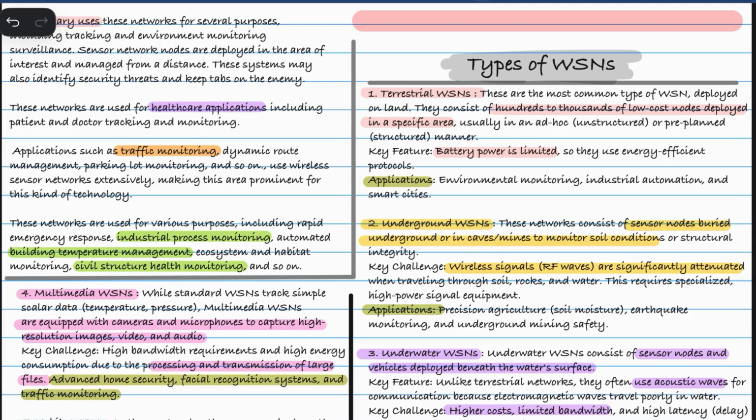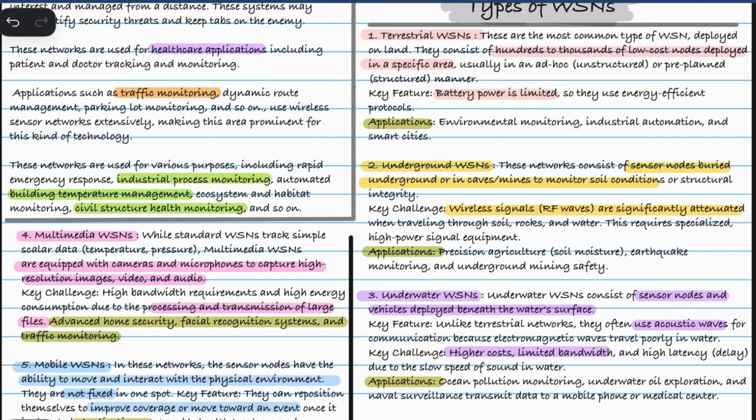So the catch is that sound travels much slower than light, leading to high latency, but it is vital for oceanic pollution monitoring or tracking underwater oil pipelines. That is why we are using sound waves instead of radio waves, because radio waves are not efficient underwater. Alright, and then we have multimedia WSNs.